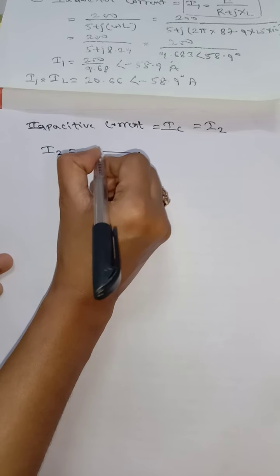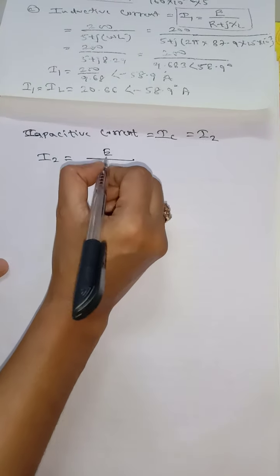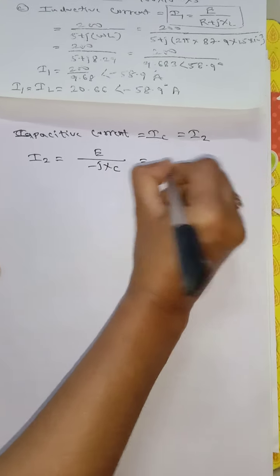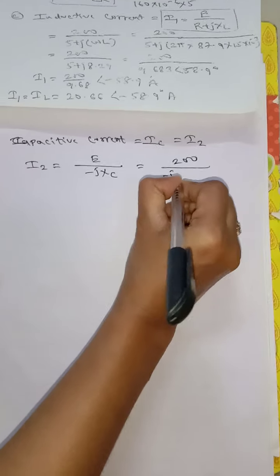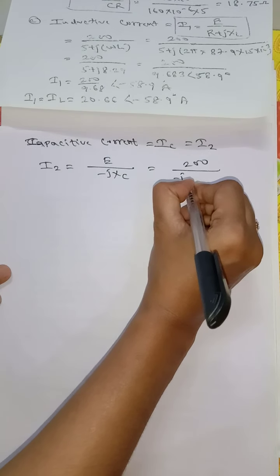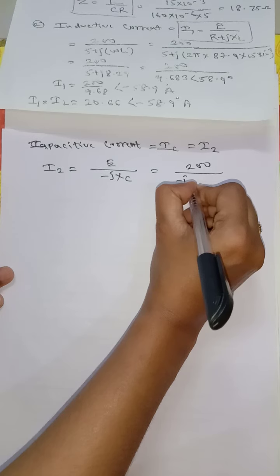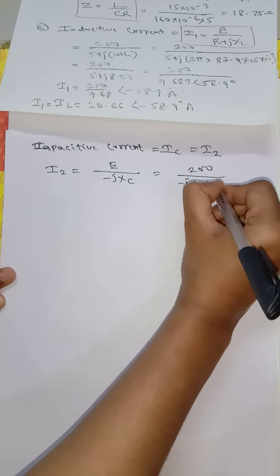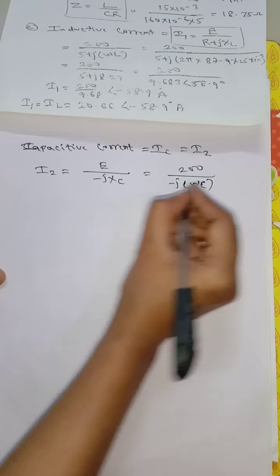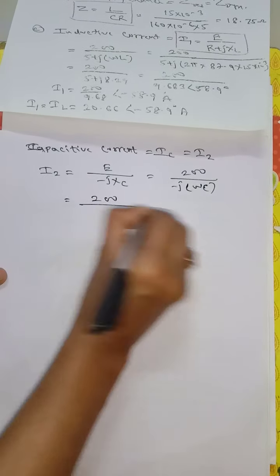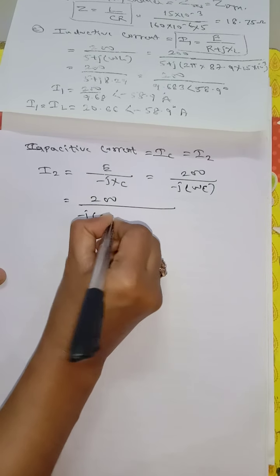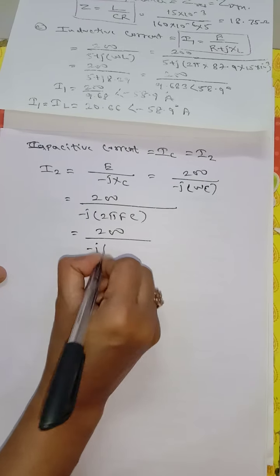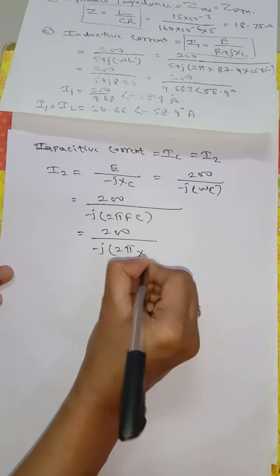So here I2 is equal to E divided by, the previous was the real, this one will be the imaginary, minus J of XC. So 200 divided by minus J of XC. What is my XC? XC is 1 by omega C. Directly I am taking omega just because it is in the denominator. So here it will be 200 divided by minus J of 2 pi FC.